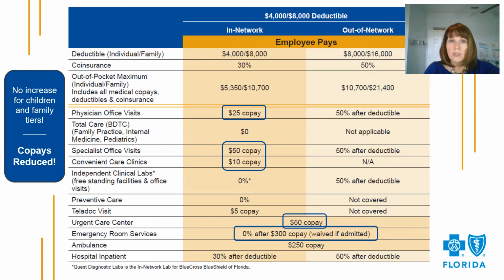When you visit a specialist, you will now pay $50 copay rather than $70. A visit to a convenient care clinic will cost you just $10. The urgent care benefit has also been enhanced. When you receive services at an in-network urgent care center, you will be responsible for a $50 copay. Finally, the emergency room copay has been lowered from $500 to $300, matching all other plans.